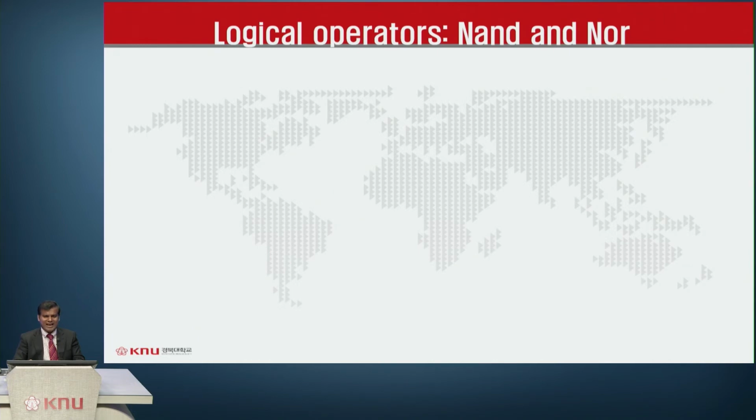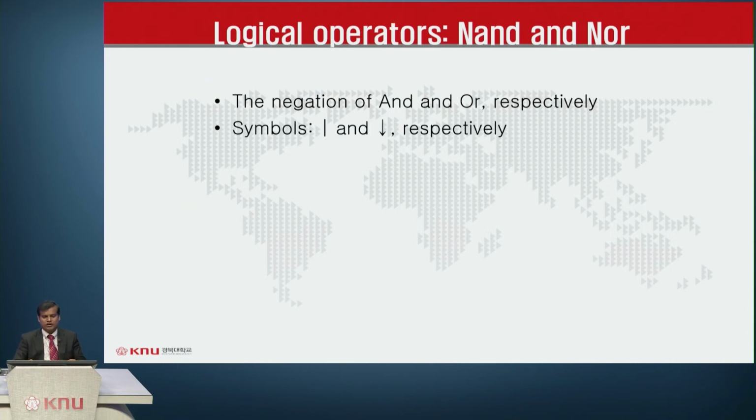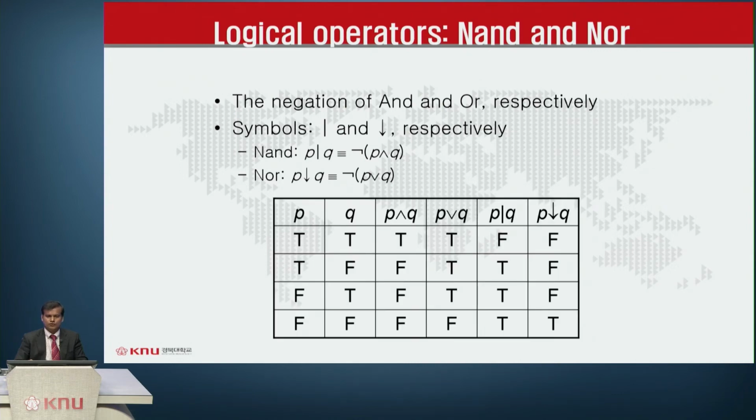Logical operators NAND and NOR: negation of AND and negation of OR. You have these symbols to represent them. It's a straight line for NAND, and the one with the arrow coming down is for NOR. So P NAND Q is similar to the negation of (P and Q), and P NOR Q is similar to the negation of (P or Q).